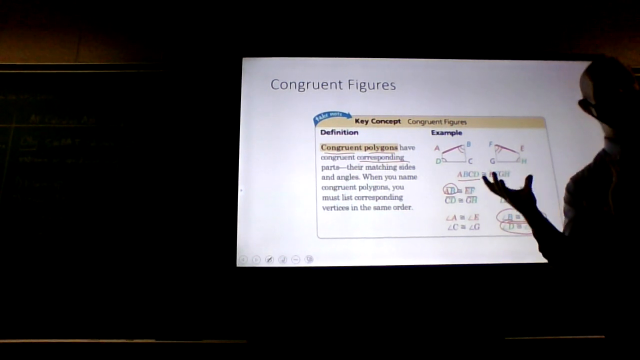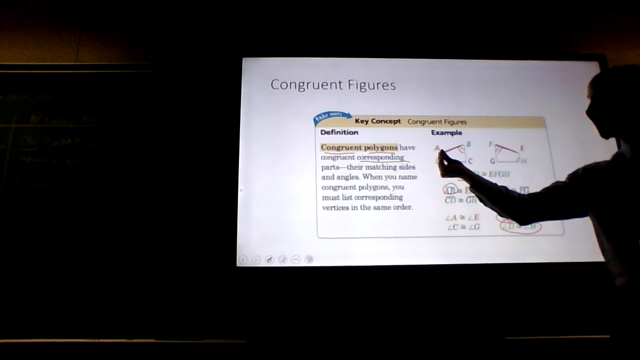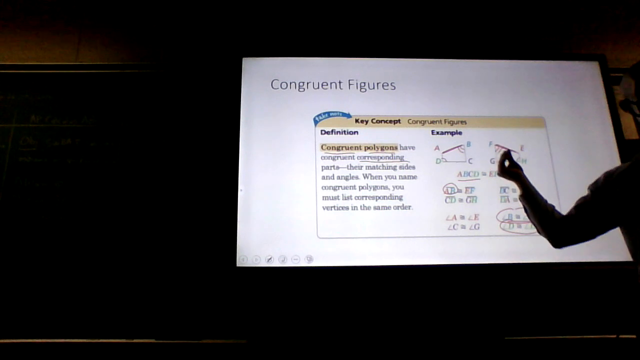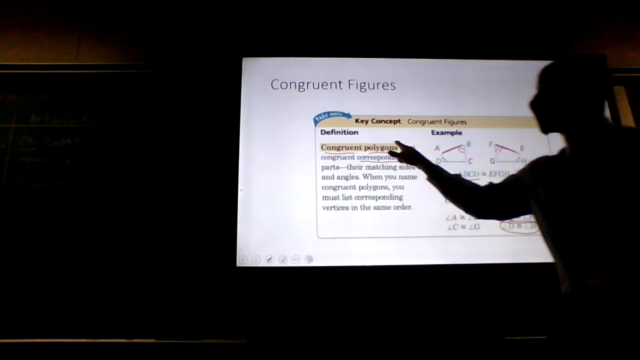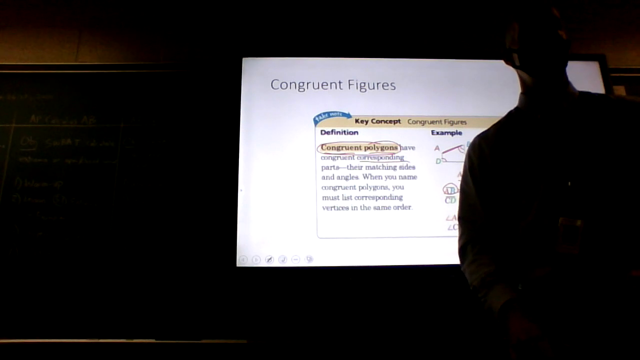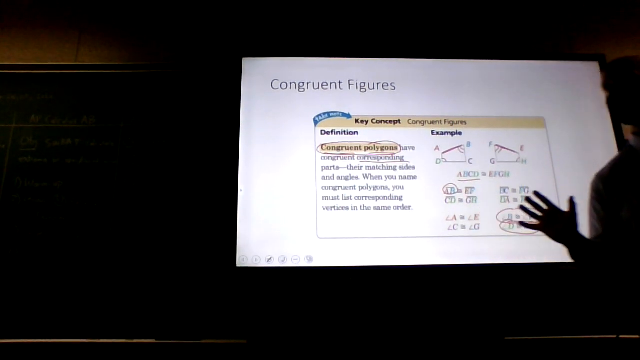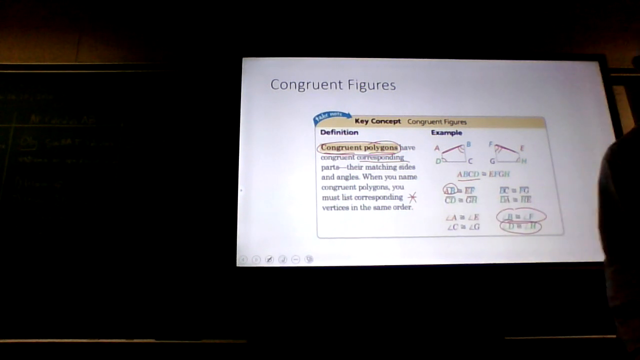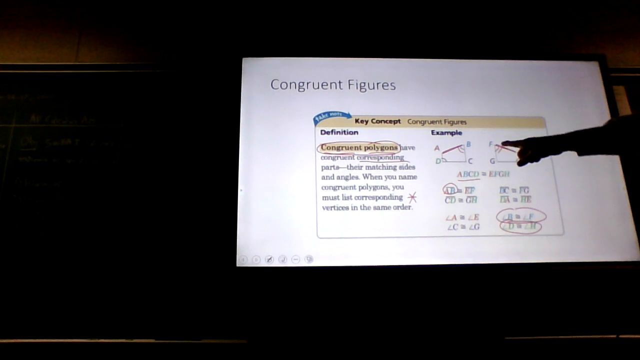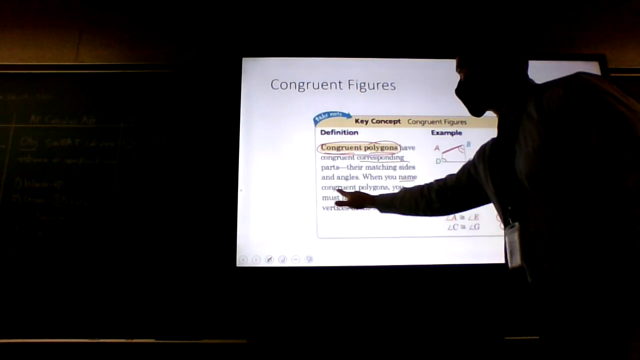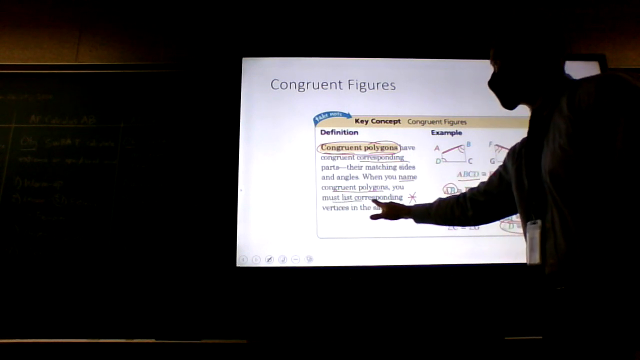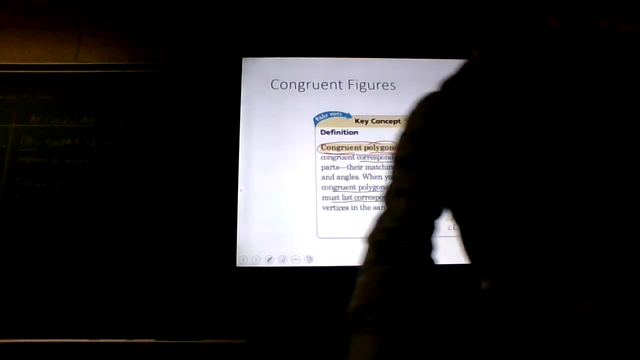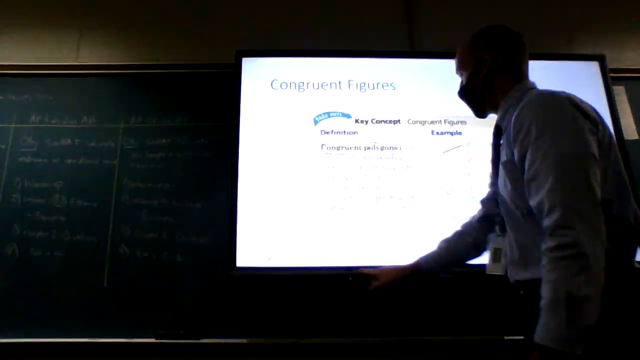Guys, if you understand what I just said here, that the corresponding angles are congruent to the corresponding angles, and the corresponding sides are congruent to the corresponding sides, when the polygons are congruent, that's basically the entire lesson. That's what you need to know. Now, I'm going to put a little emphasis on this part down here, because I'm going to talk about that more in a minute. Because notice what it says here. When you name congruent polygons, you must list their vertices in the same order, and I'll talk more about that in a second. Okay, so let's go to the next slide.